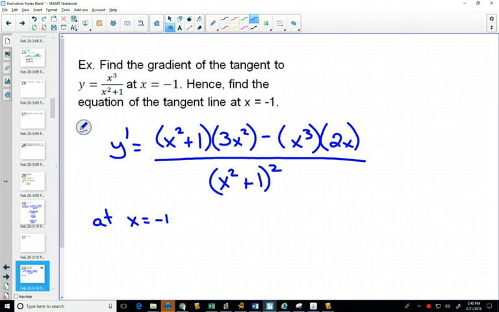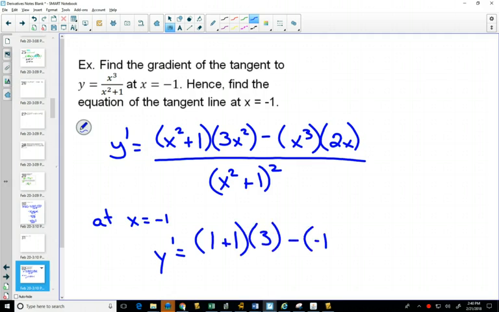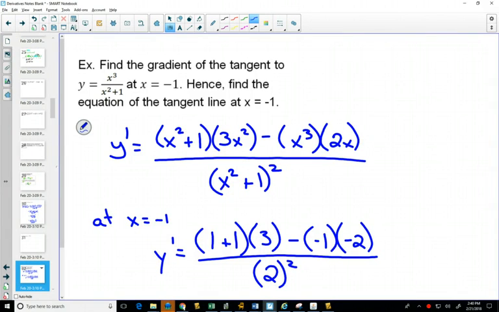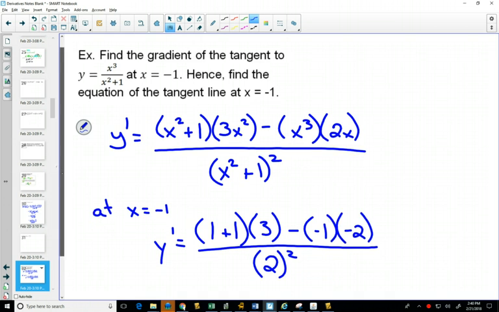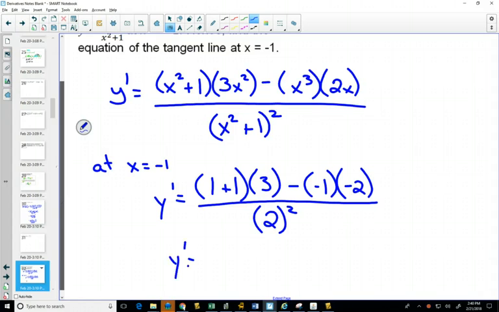At x equals -1, what would we get? If I plug in -1 into each of these, I'm going to get 1 plus 1 times 3 minus a -1 times a -2 all over 2 squared. And simplifying this, did you get 6 minus 2, 4 on the top, 4 on the bottom, and we get a slope of 1.